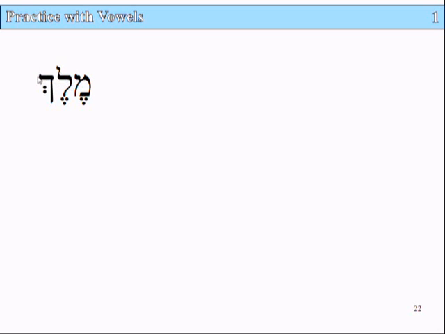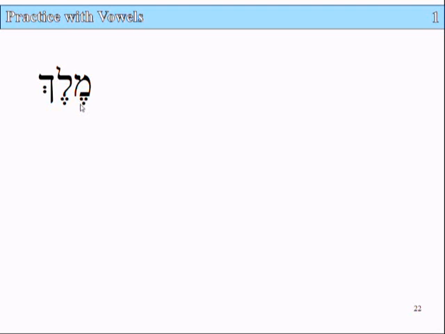And this is a final kaf. The normal regular form is like a back to front C, but when it's at the end of a word, the bottom part just goes straight down instead of going round like a back to front C. So that's called a final kaf, or kaf sofit. And there are two little dots in here that make it a short sound.